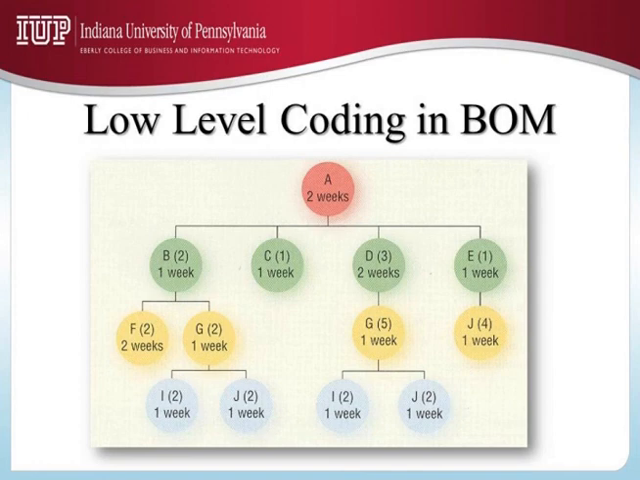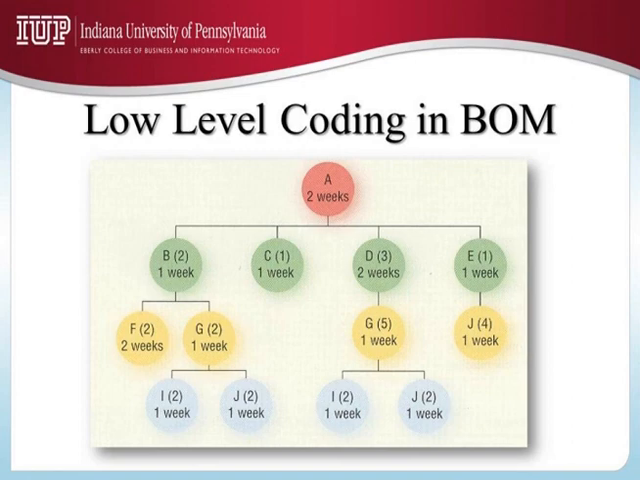In that case, we use the concept of low-level coding to determine the sequence of planning for these items. Now there are how many items here? A, B, C, D, E, F, G, I, J. There are 9 items. Now what is the sequence of planning for these 9 end items, subassemblies and components? Which one do we start with?